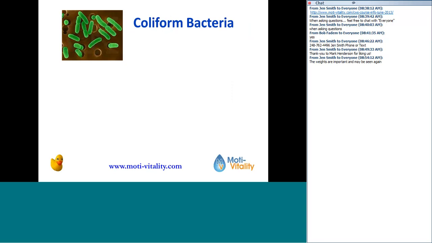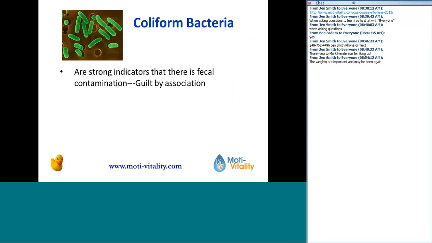We will be talking about coliform bacteria again in the future. You're going to need to know about coliform. Coliform is important. Coliforms are guilt by association. Okay, they are strong indicators that there's fecal contamination, and that's because they cannot live outside of a warm-blooded animal. So coliforms themselves are not actual poop bacteria.